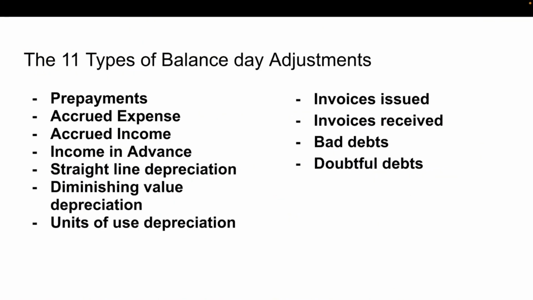There are 11 types of balance day adjustments for level 2 that can be made. We've got prepayments, accrued expense, accrued income, income in advance, straight line depreciation, diminishing value depreciation, units of use depreciation, invoices issued, invoices received, bad debts, and doubtful debts. I know that sounds pretty bad, but if you can wrap your head around these, the financial statements are going to be really straightforward. A lot of the financial statements are just inputting data from your trial balance and copying it into your financial statement. So if you can get your trial balance down pat, you're going to be in a really good position to get those merit and excellence grades that I know a lot of you will be looking for.